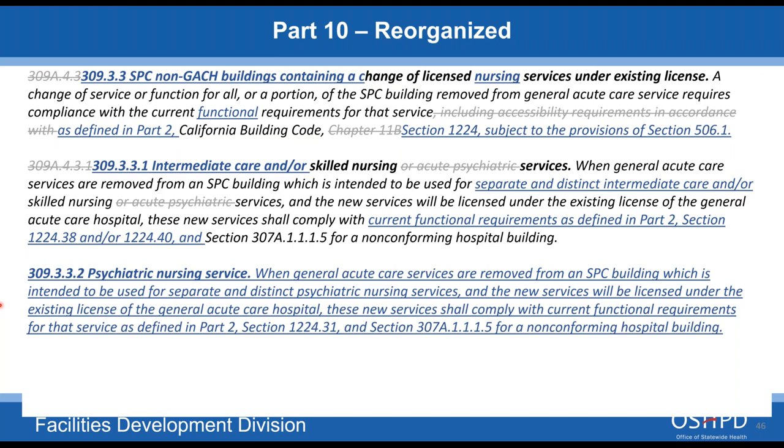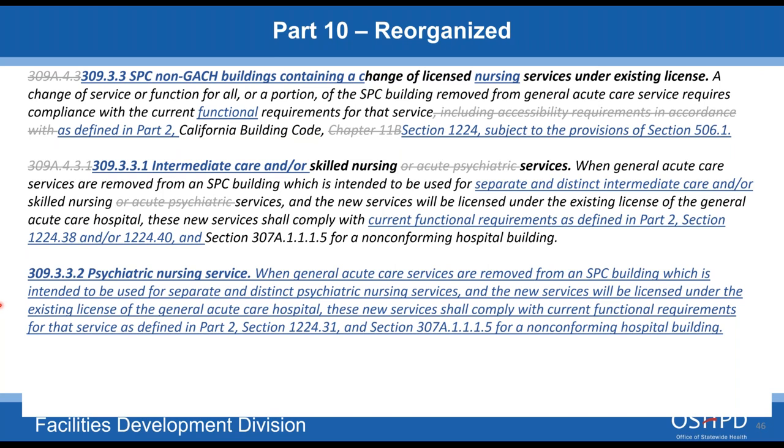Sorry, this is a little bit long, but some of these points come up as questions all the time. If you have an SPC non-acute care building containing a change of license nursing service under an existing license, the change of service or function for all or a portion of that building removed from general acute care service requires compliance with the functional requirements for that service. Again, you have all the components, the soiled utility, clean utility, anything that's required for that service.